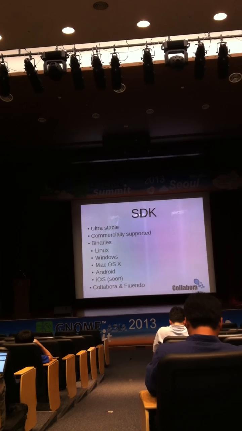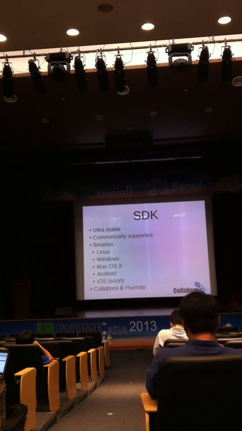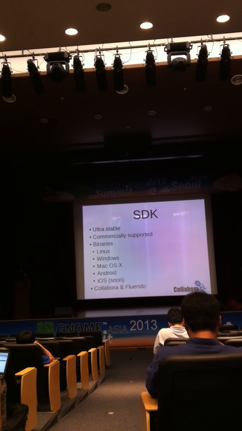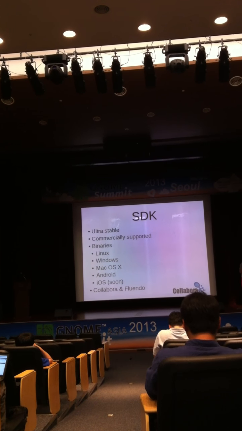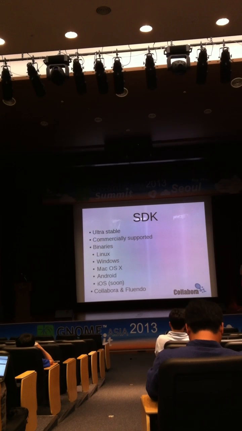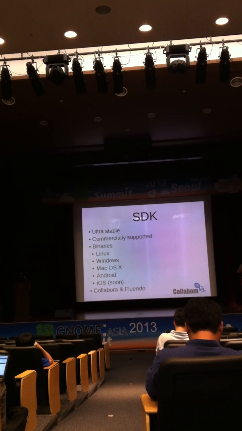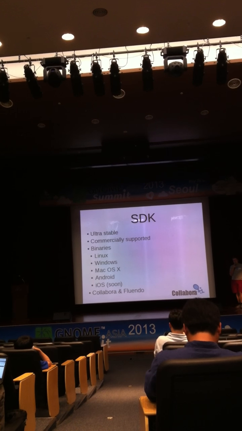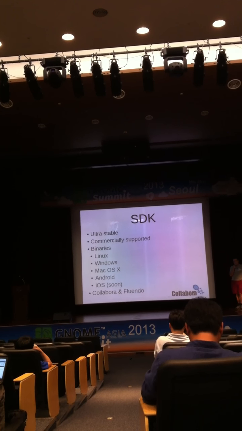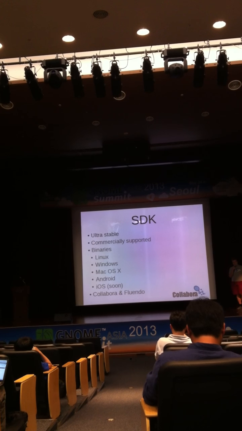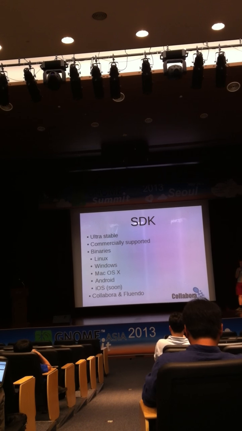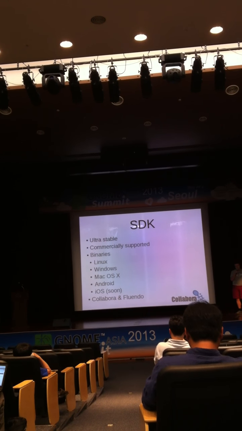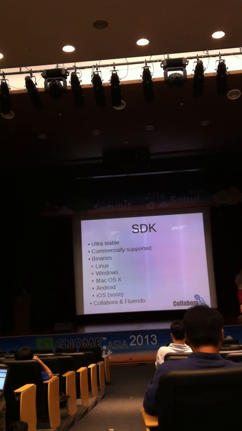Although I'm saying so, also if you're a commercial user and you depend on 0.10, this is probably the branch to go to, because the upstream branch is not maintained, while the SDK branch still has commercial maintenance, so that Collabora and Fluendo do bug fixes as we get bugs reported by our commercial users.